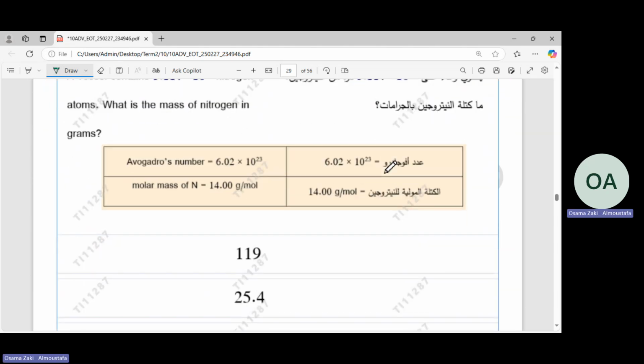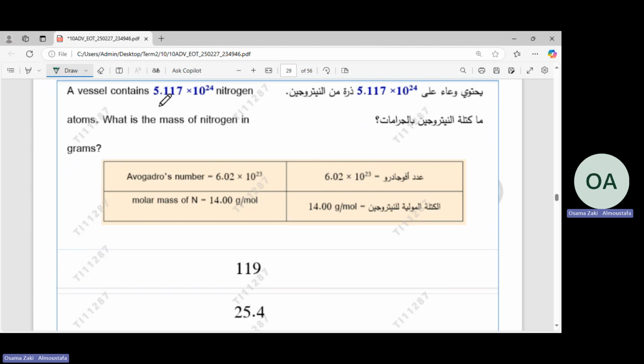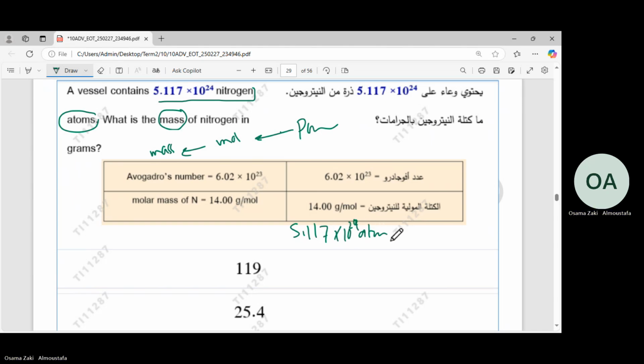Here, a vessel contains this number of particles. They want me to find the mass. So we have particles and we need to find the mass. We have to go from particles to mole, then from mole to mass. So we have two steps. The first step is to convert from particles to moles: 5.117 times 10 to the power 24 atoms times 1 mole over the Avogadro number, 6.02 times 10 to the power 23.